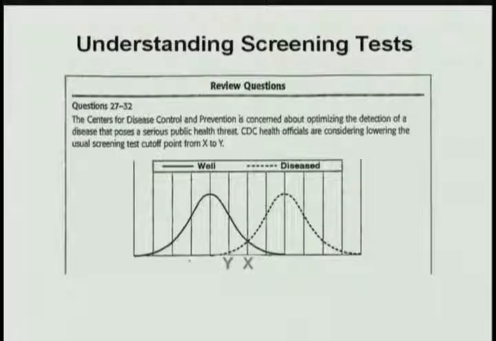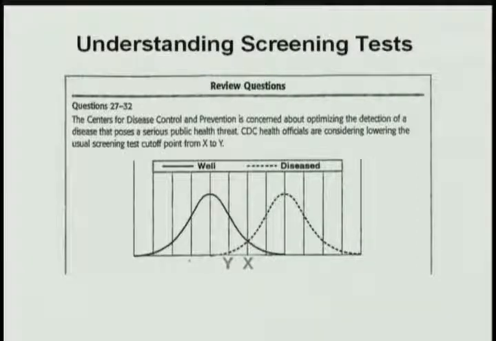I have disease over on the right. I have well over on the left. Okay, that's the traditional format. You can see that X is the line right in the center between the two, and Y is therefore the line over one block to the left. With that in place, let's take a look at our questions.